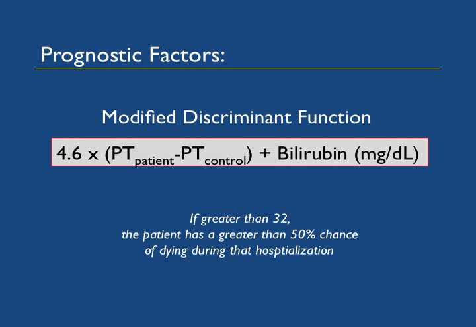It is an equation that involves the prothrombin time of the patient minus the prothrombin time of the control, multiplied by 4.6, plus the bilirubin. This is a very important equation to calculate because if it is greater than 32, your patient has a greater than 50% chance of dying during that hospitalization. This is also a very important equation to understand so that you can determine who will need steroid therapy.